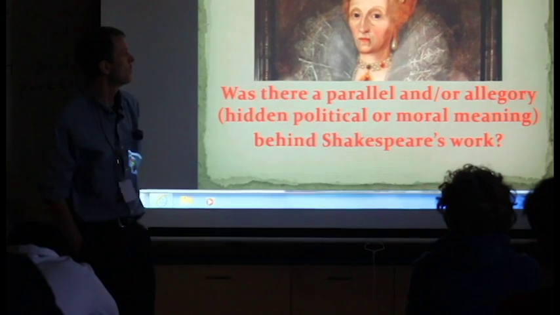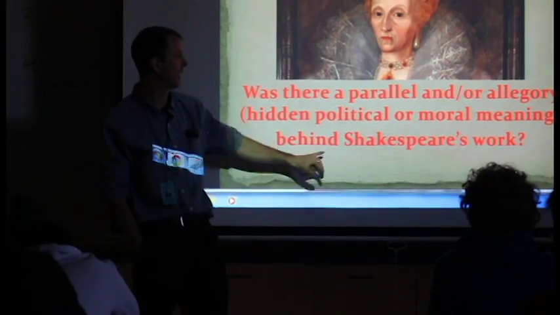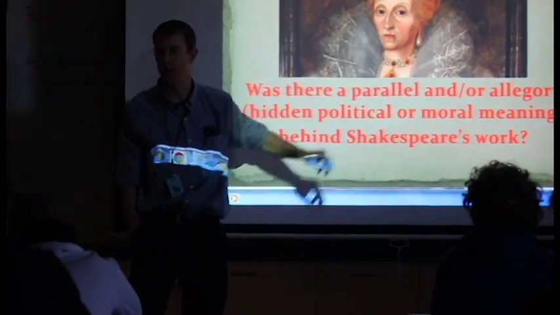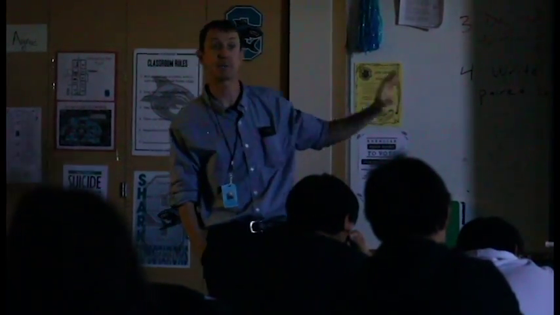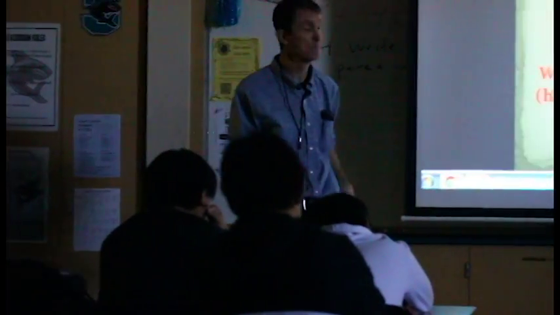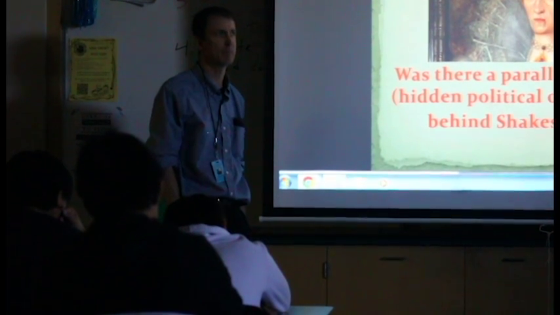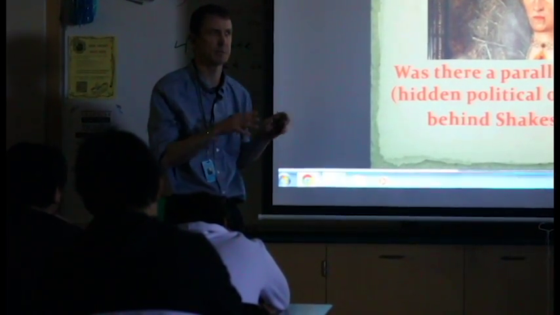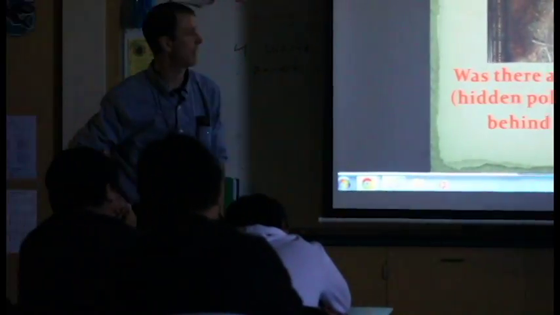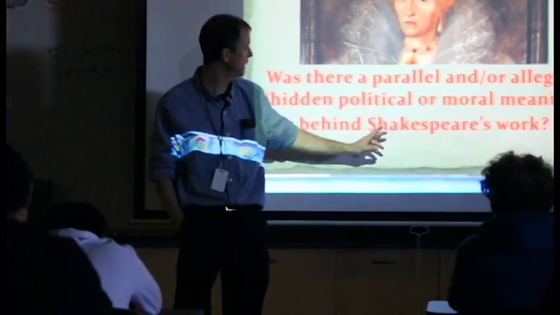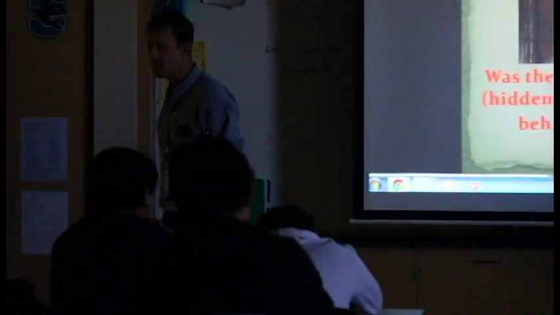Okay, so repeat parallel. Allegory. Okay, so here's the question. Was there a parallel or allegory behind Shakespeare's work? So at the time, Queen Elizabeth was getting very elderly, and she did not have a successor to take over the throne. A lot of theorists have said that perhaps Shakespeare created Julius Caesar to reflect the society there at the time. Now, was he doing it politically or morally? That's an allegory. That's a good question.